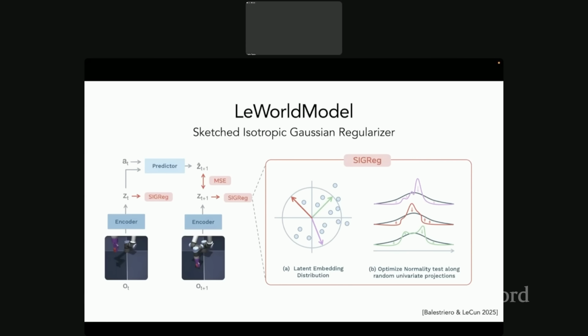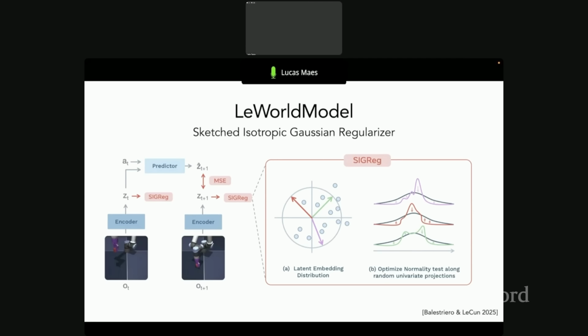And so what Randall had the idea to do is to sample a lot of random directions in your latent space, and project all your embeddings into one dimension. As you can see, for instance, if you look at the red arrow on this image, and you look on the right, once you project your embeddings onto that direction, you get a univariate empirical distribution. And now, because it's just a 1D distribution, you can optimize to make that Gaussian.